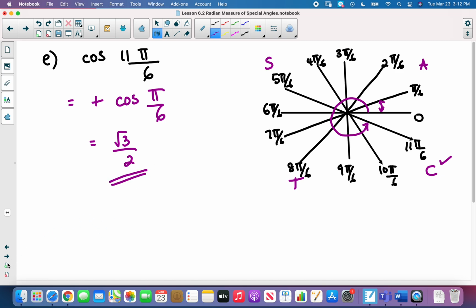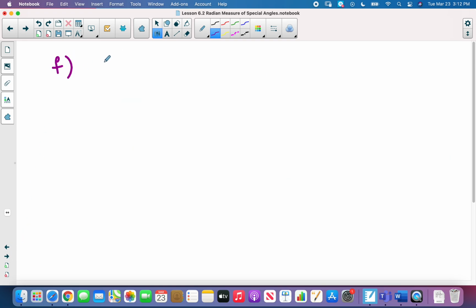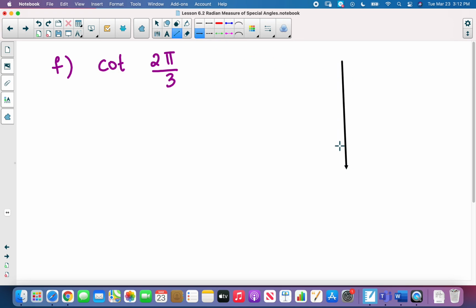The last one we have is cot of 2 pi over 3. So where is that in my grid?